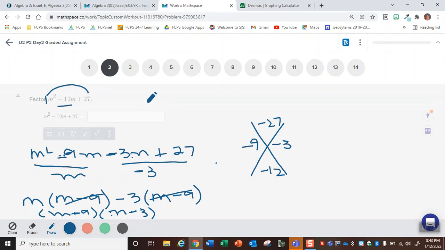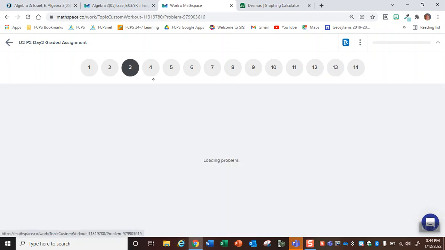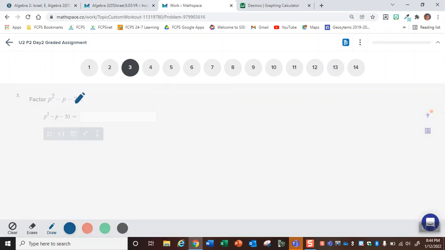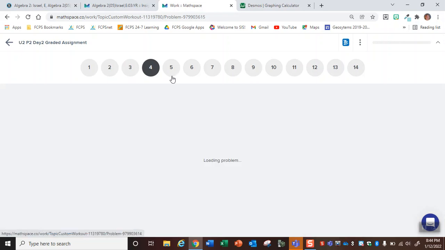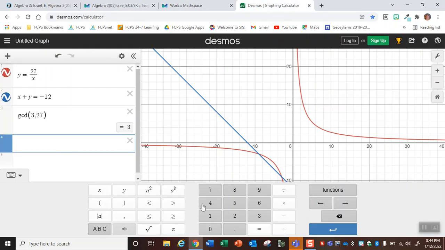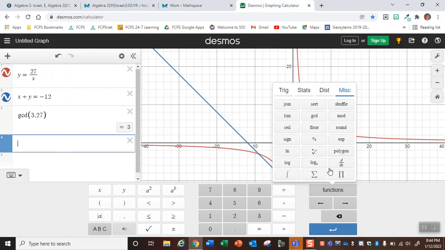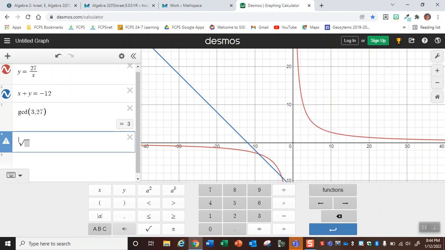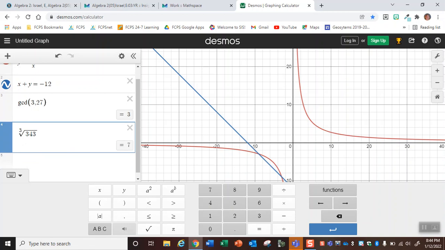All right, so those are those. This would be the same thing. Use your X-man. Now I've got a perfect cube here, right? So let me take the cube root of 343. To do that, that is a function, and here's my little cube root. So I'm going to do the cube root of 343, and that is 7.